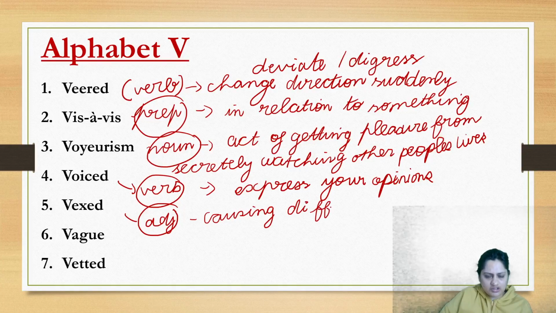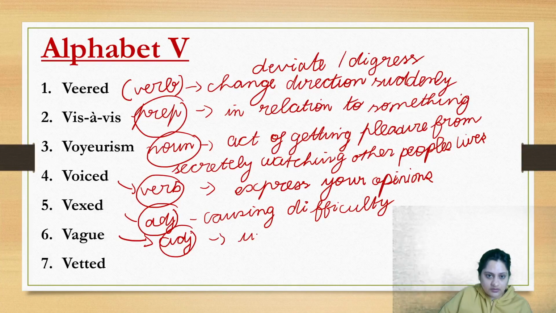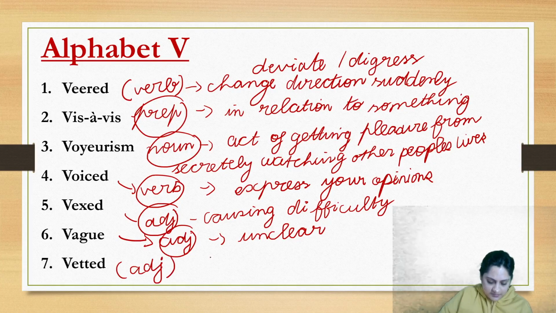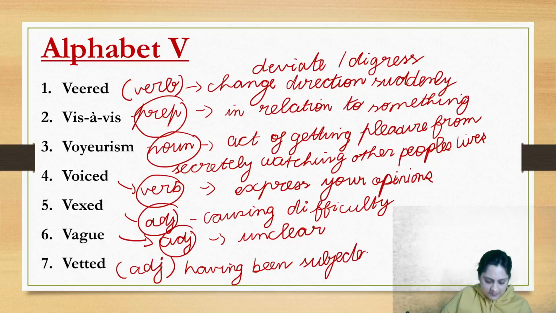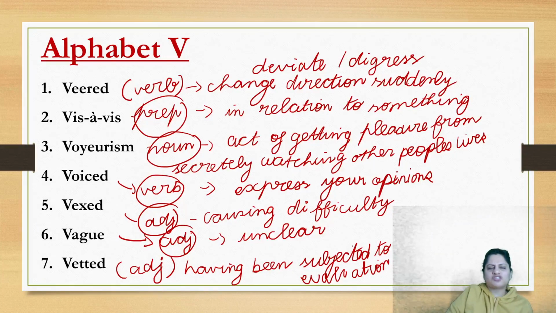You can also say a vexed question, a difficult question. Vexed, causing difficulty. Vexed question of growing prison population. Okay. Vague is an adjective which means unclear. Vetted is also an adjective, meaning having been subjected to evaluation, verified, or checked. Something which is vetted is verified for accuracy, checked for accuracy. That is vetted.